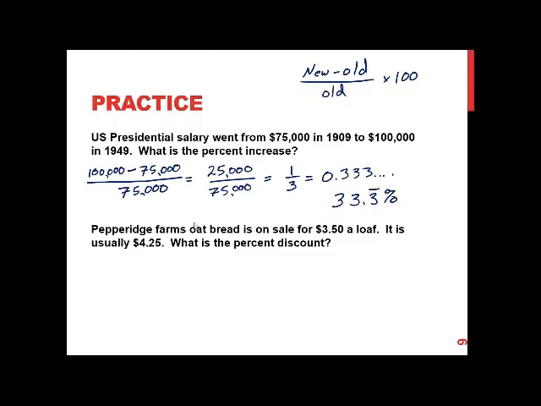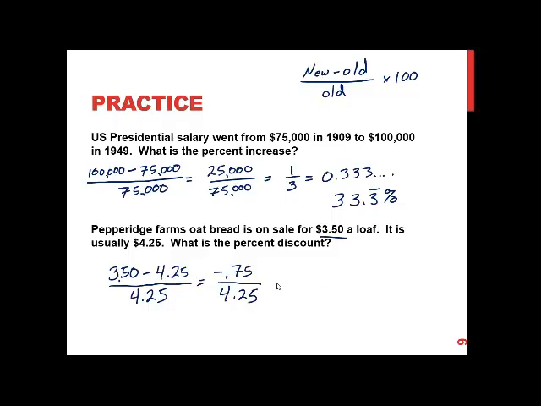Alright, Pepperidge Farms oat bread is on sale for $3.50 a loaf. It is usually $4.25. What is the percent discount? So our new price is $3.50. We're going to subtract off the original price, $4.25, and we'll divide by the original price, $4.25. $3.50 minus $4.25 is negative 75 cents. We'll divide that by the original amount to figure out how much of a discount they took.